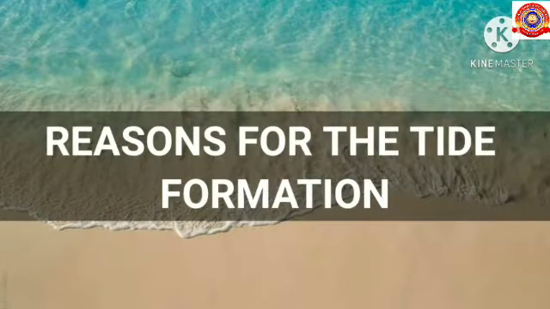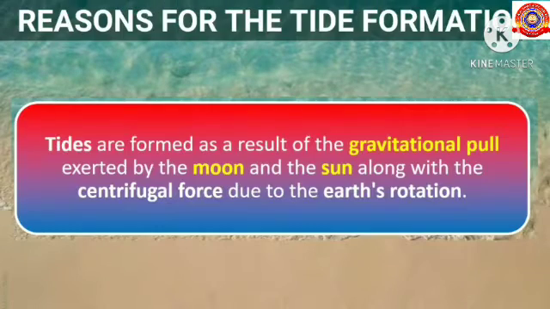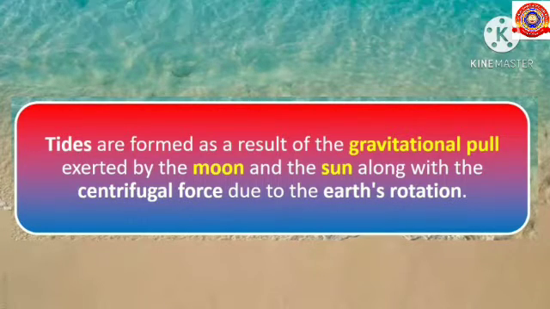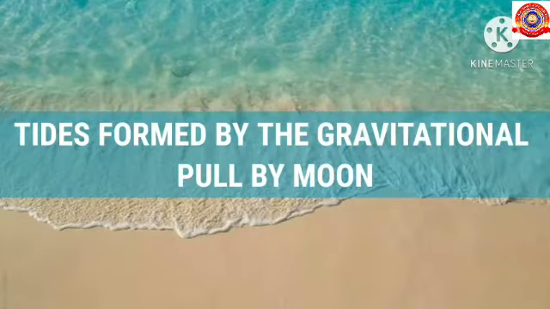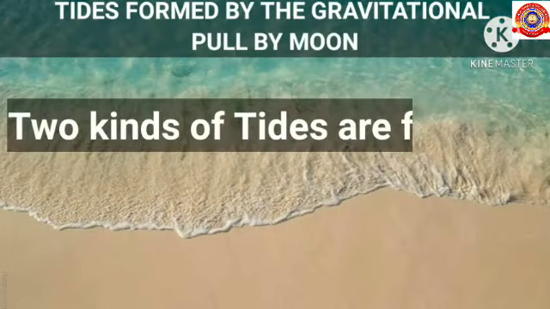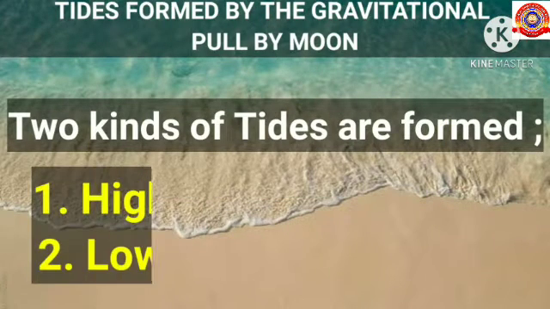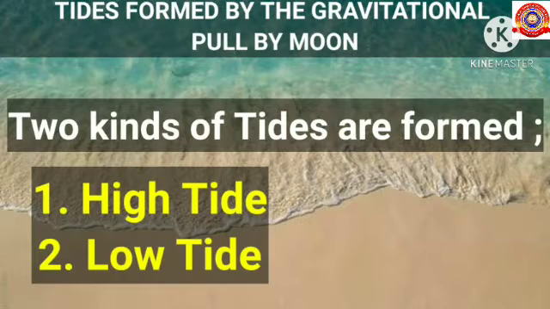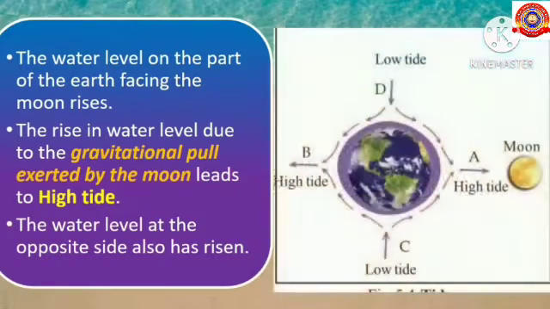The reasons for the tides formations are: the tides are formed as a result of the gravitational pull exerted by the moon and the sun along with the centrifugal force due to the Earth's rotation. Okay students, first let's see the tides formed as a result of gravitational pull exerted by the moon. In this tide formation, two kinds of tides are formed: high tide and low tide. Let's examine with this picture.